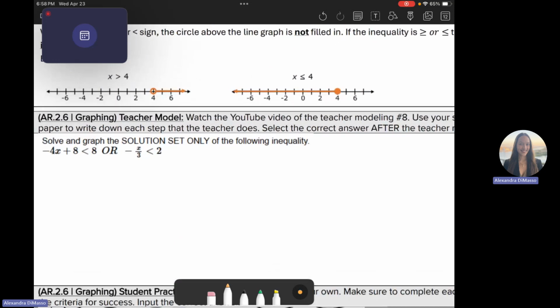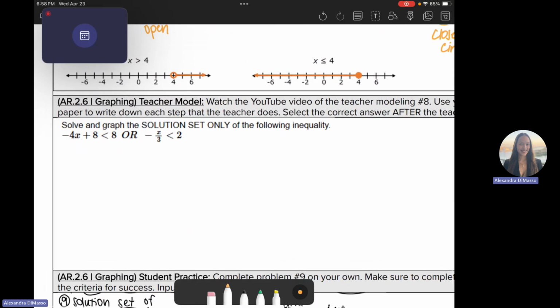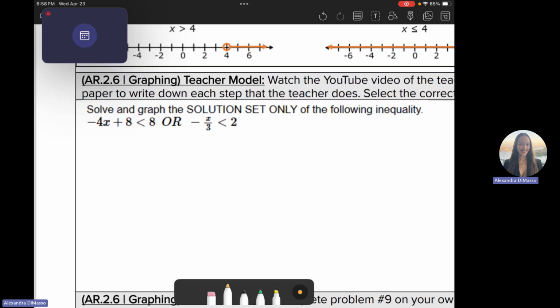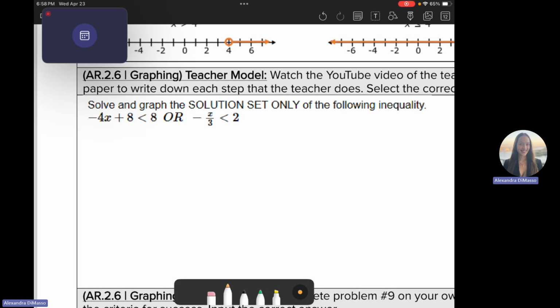Okay, so let's take a look at number 8. Okay, solve and graph the solution set only of the following inequality. So I really just want the final answer for this one is what I'm asking you for. Okay. So for each one, I'm going to solve it essentially like an algebra problem, like we've been doing for x, and then I'm going to graph them each separately. So I'm going to start with negative 4x plus 8 is less than 8. I'm going to start with this one here.